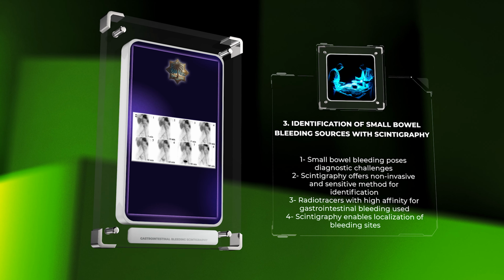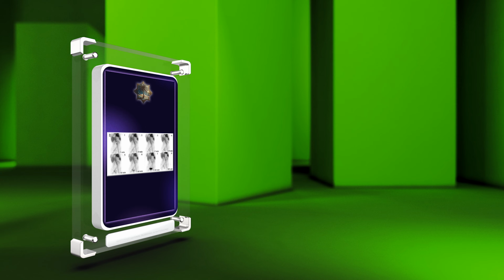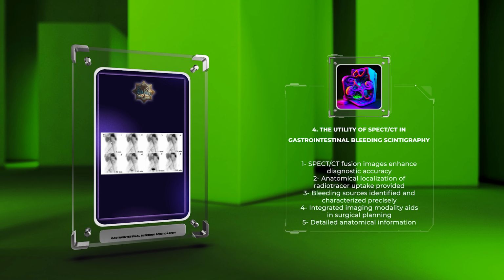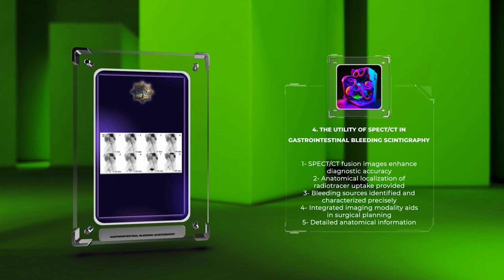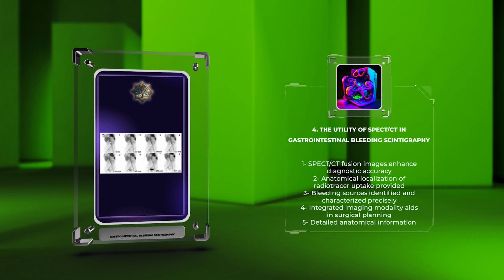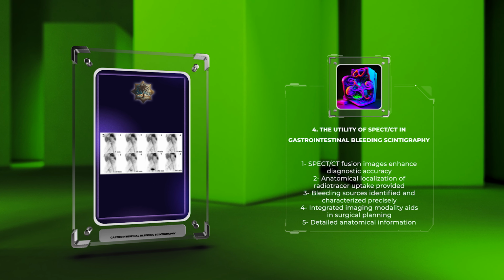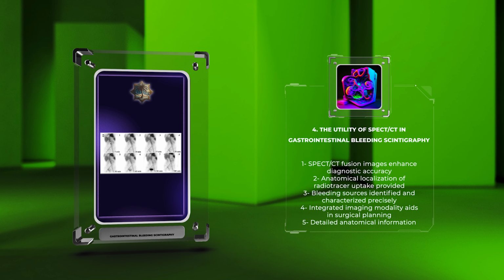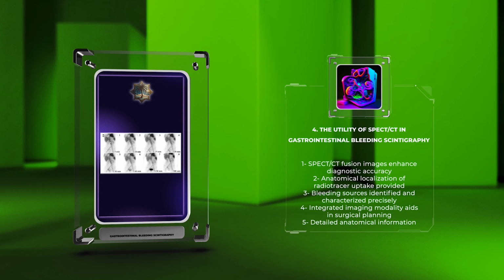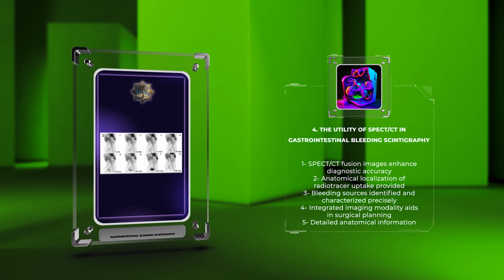Combining single photon emission computed tomography, SPECT, with computed tomography, CT, enhances the diagnostic accuracy of gastrointestinal bleeding scintigraphy. SPECT/CT fusion images provide anatomical localization of radiotracer uptake, facilitating the identification and characterization of bleeding sources in a precise manner. This integrated imaging modality offers detailed anatomical information, aiding in surgical planning and improving patient outcomes.